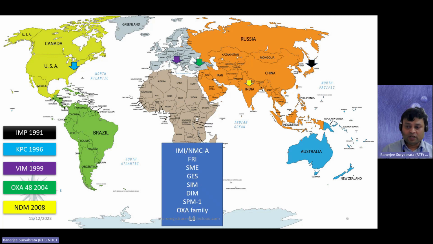But these are not the only carbapenemases. There are various other carbapenemases, for example IMI, NMC, FRI, SME, GES, etc.